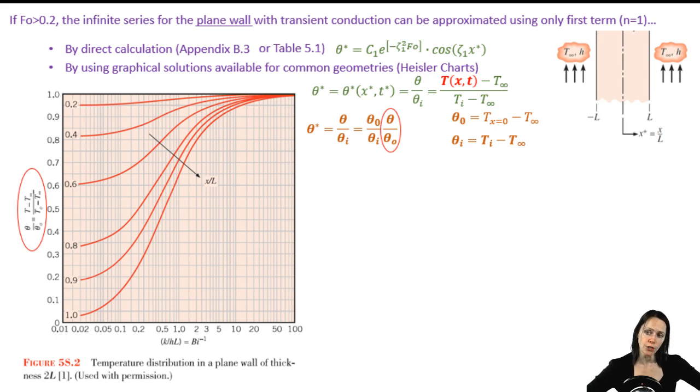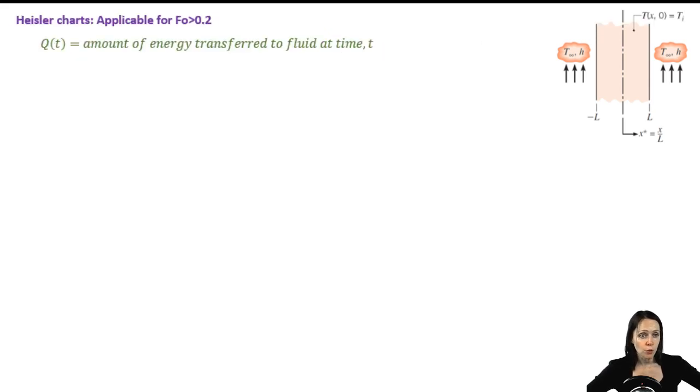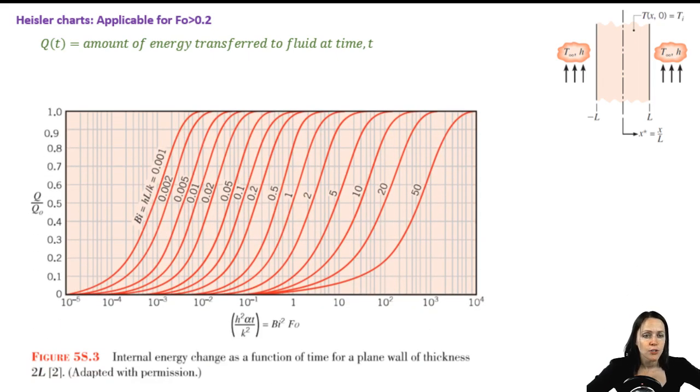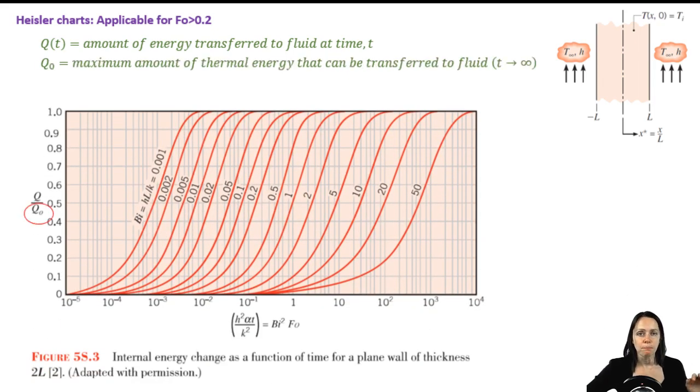Well, what if you wanted to define the amount of heat transfer from the plane wall to a fluid at any given time? Well, there's a Heisler chart for that as well. So the Q naught here is the maximum amount of heat that the wall can transfer to the fluid, or if the wall were cold, the maximum amount of heat that the fluid could transfer to the wall.